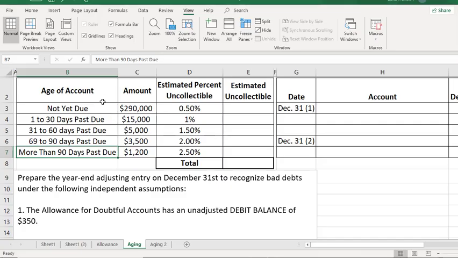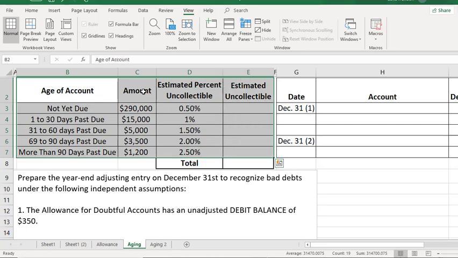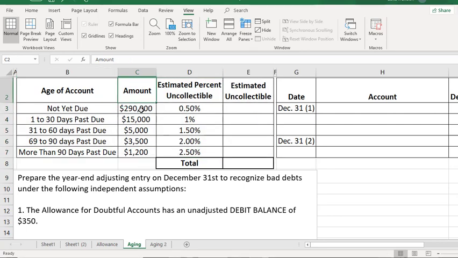So here we see the aging analysis. And in the amount column, this shows different amounts of accounts receivable. So if we were to add up all these numbers together, we would get the accounts receivable balance that would show up on the balance sheet. Now, along with accounts receivable comes a due date. And we see here that $290,000 of this company's accounts receivable is not yet due. And they estimate that 0.5% of the accounts receivable in that category will ultimately be uncollectible.